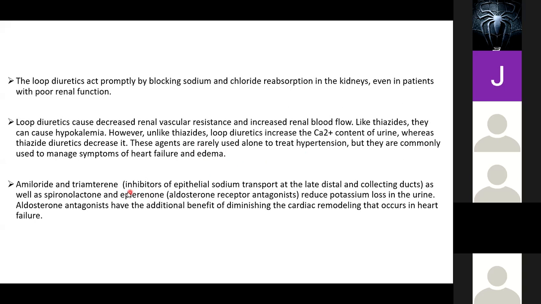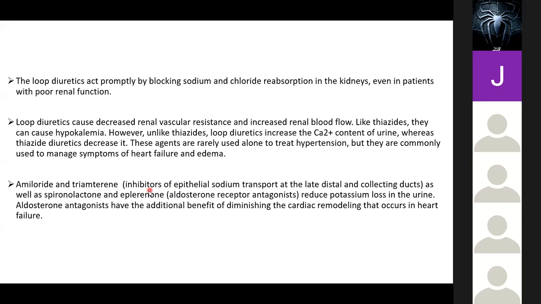So we have amiloride and triamterene, which are inhibitors of epithelial sodium transport at the late distal and collecting ducts. And we have spironolactone and eplerenone, which are also aldosterone receptor antagonists. And they reduce potassium loss in urine.